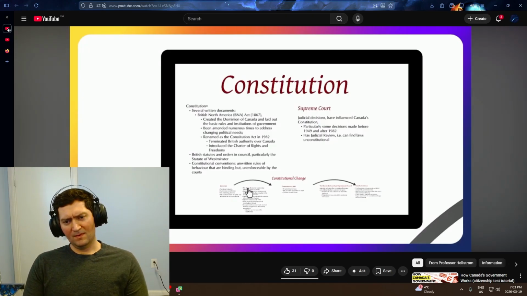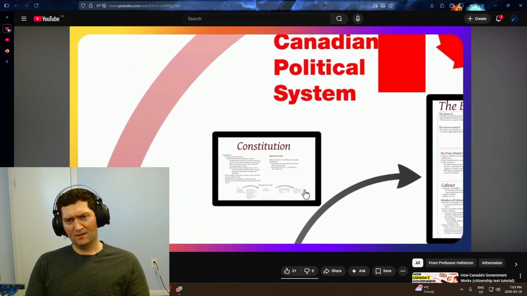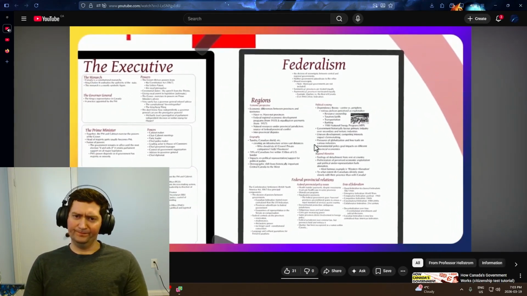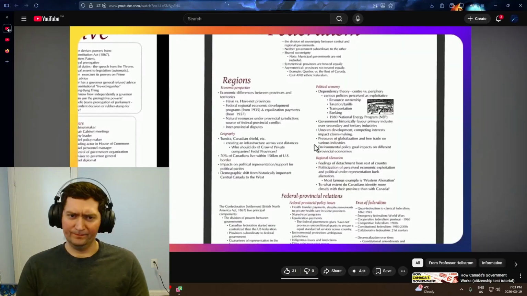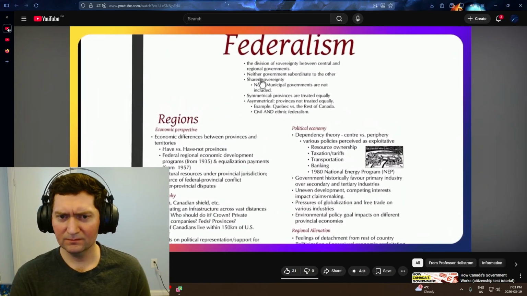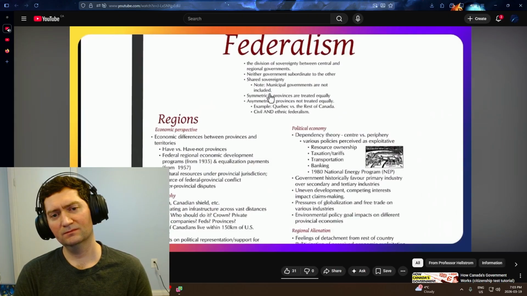Which brings us to the subject of federalism. Canada is a federal country with 10 provinces and 3 territories. It has thus a system of shared sovereignty between the federal government and the provinces. It's a very decentralized federation, more decentralized, generally speaking, than, say, the United States of America.